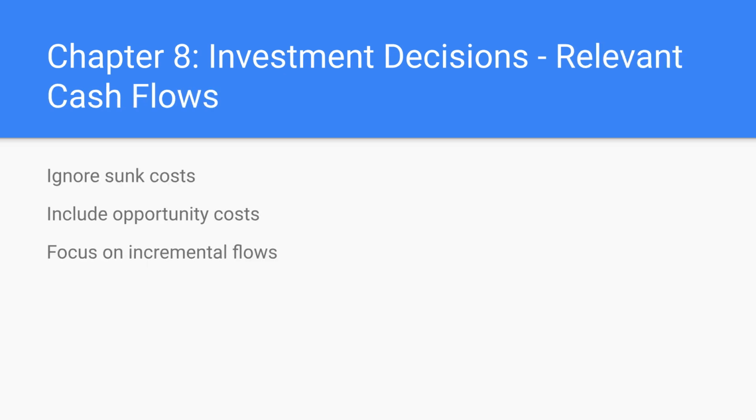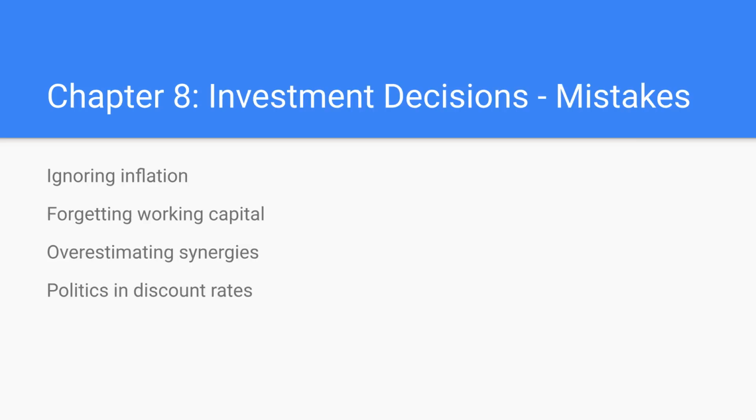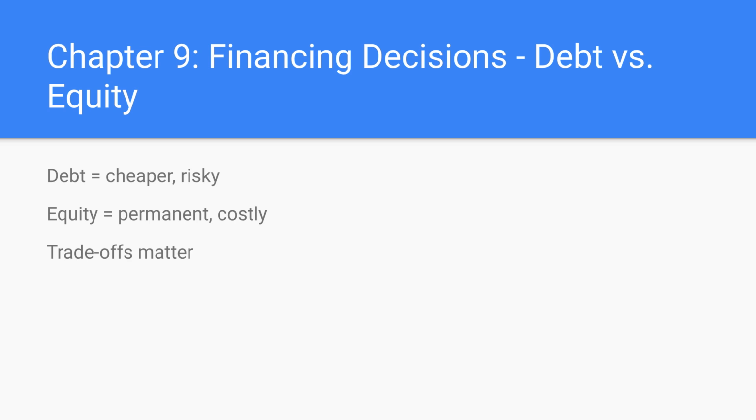When analyzing investments, focus on incremental cash flows, ignore sunk costs, and include any opportunity costs. Chapter 8 concludes with common investment mistakes: ignoring inflation, forgetting working capital needs, overestimating synergies, and allowing politics to skew discount rates. Chapter 9 discusses financing decisions, focusing on the core trade-off between debt and equity.